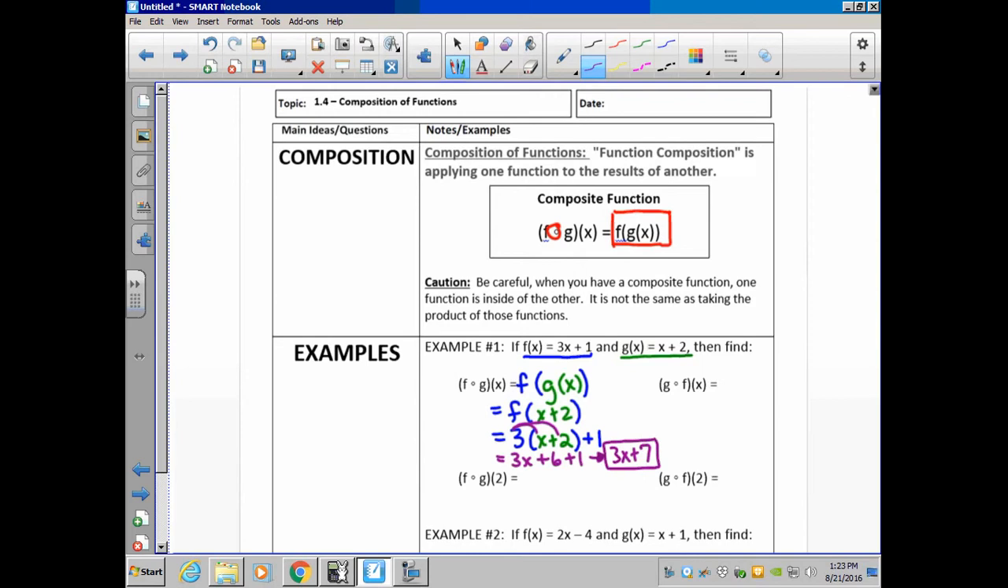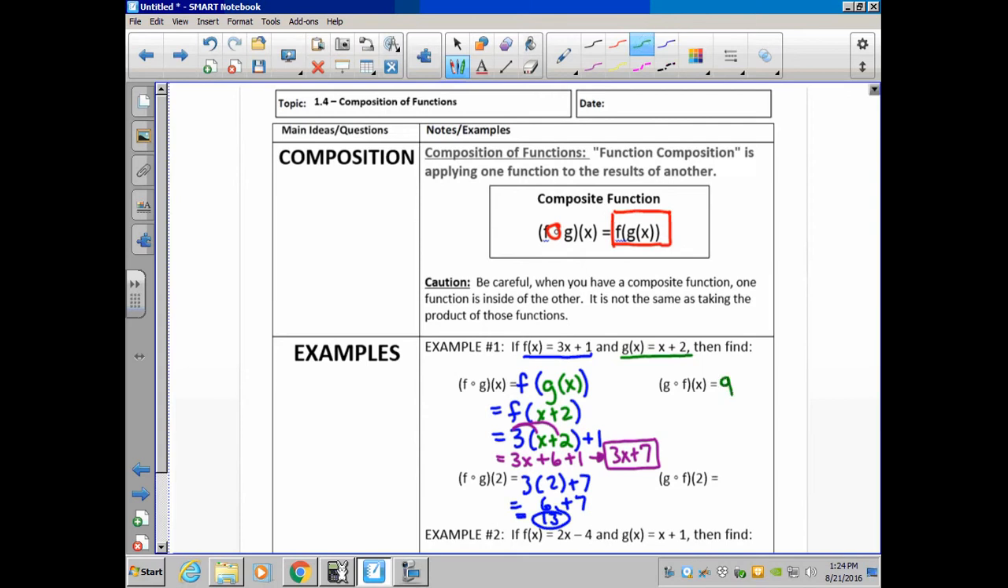All right, now what is f of g at 2? So all that is saying there is replace the x with a 2. So I have 3 times 2 plus 7. So that's 6 plus 7, or 13. All right, let's try another one. I know this can get confusing.